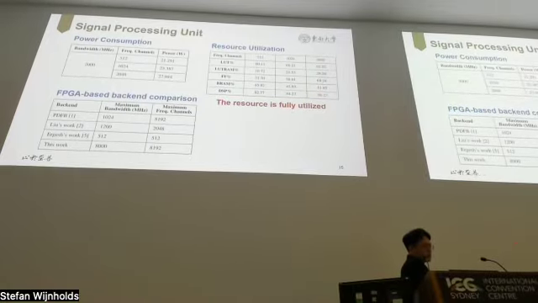And the comparison with other existing backends is shown here. You can see our work can handle a maximum bandwidth of 8 gigahertz from the 4 RF front ends. And the maximum number of frequency channels is 8,192.